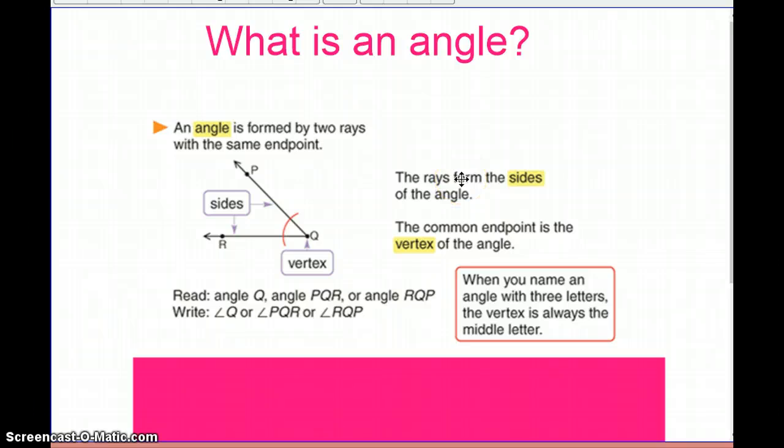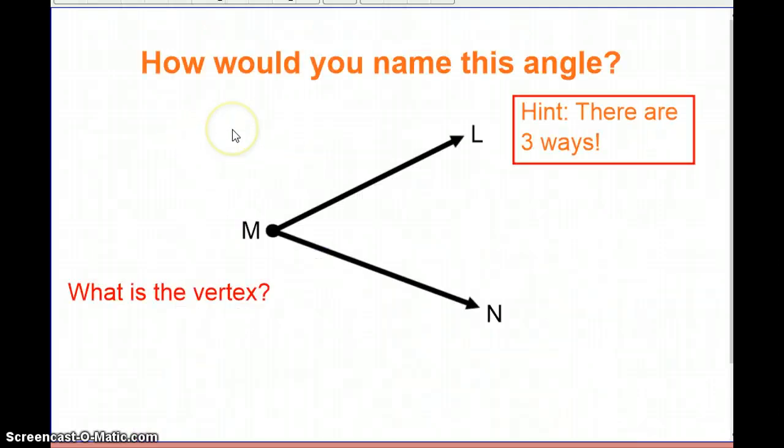You can also name it angle PQR or angle RQP, as long as that vertex letter is always in the middle, like you see written down here. Okay, so that's an angle. An angle is two rays put together, and they have the common endpoint that is a vertex. The rays form the sides of the angle. So I want you to pause in just a moment and go ahead and name this angle, and I want you to try writing it all three ways. Okay, so go ahead and pause and do that now.